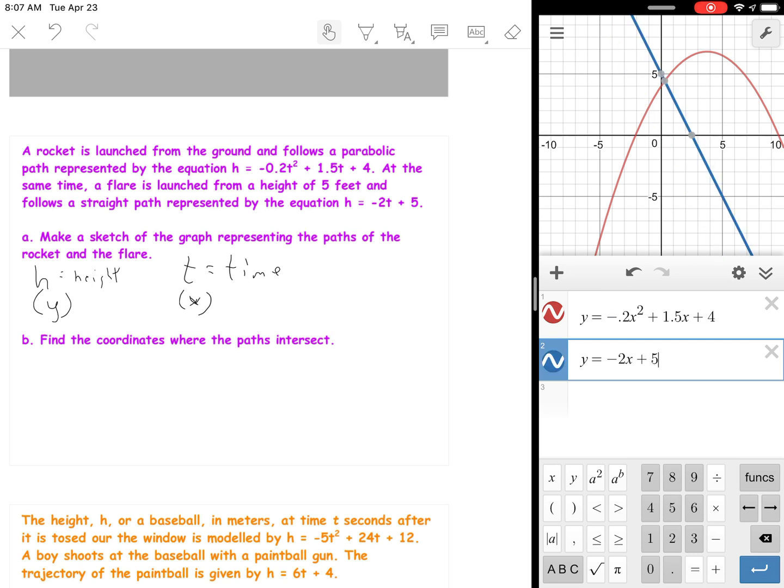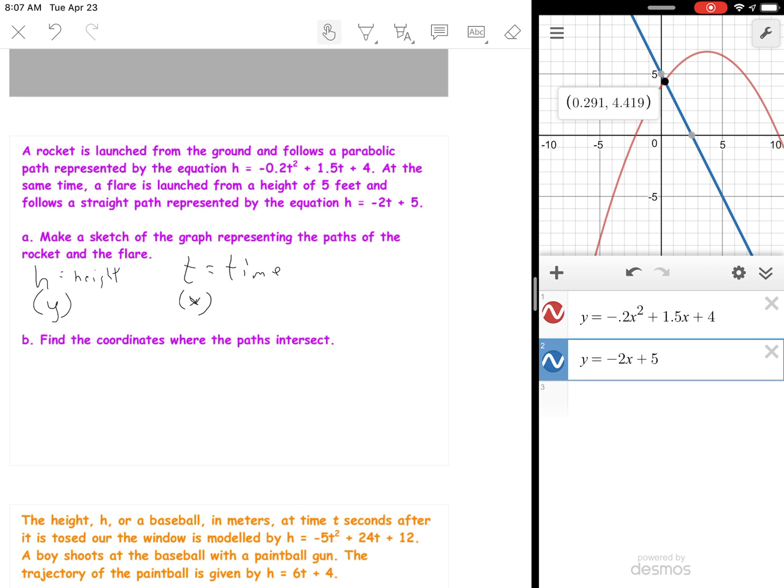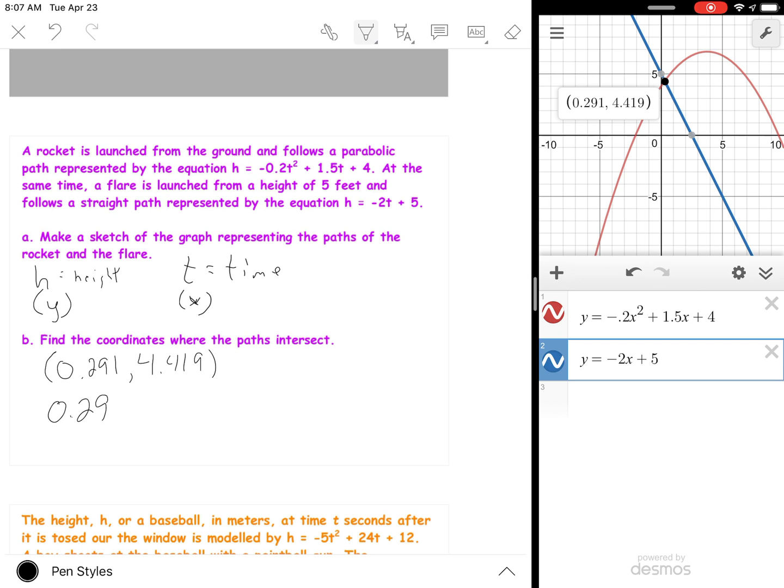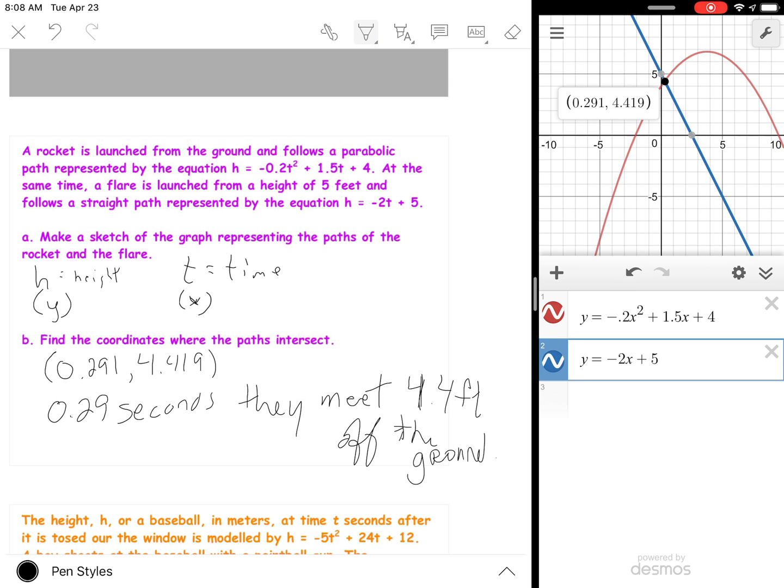Okay, so here we go. I am going to find where they intersect, and what I like about this program is I can just kind of hit that dot, and their point of intersection, 0.291, 4.419. And what that means is that after 0.29 seconds, they meet 4.4 feet off the ground. Okay, and that is the idea of what we're doing here.